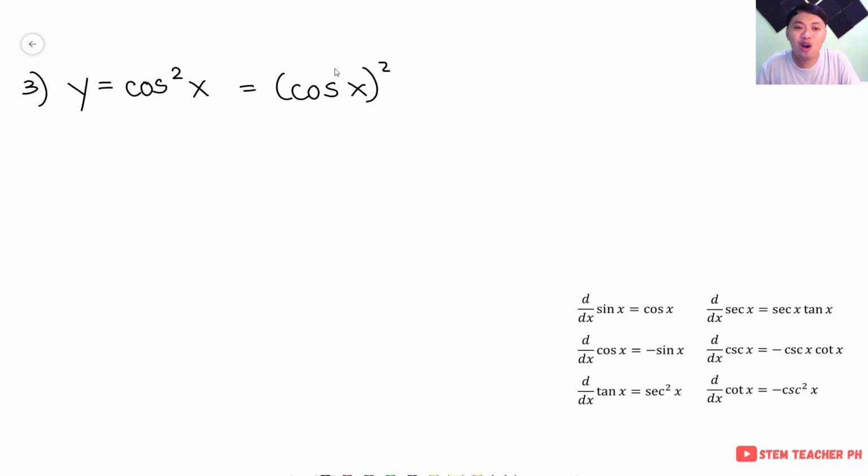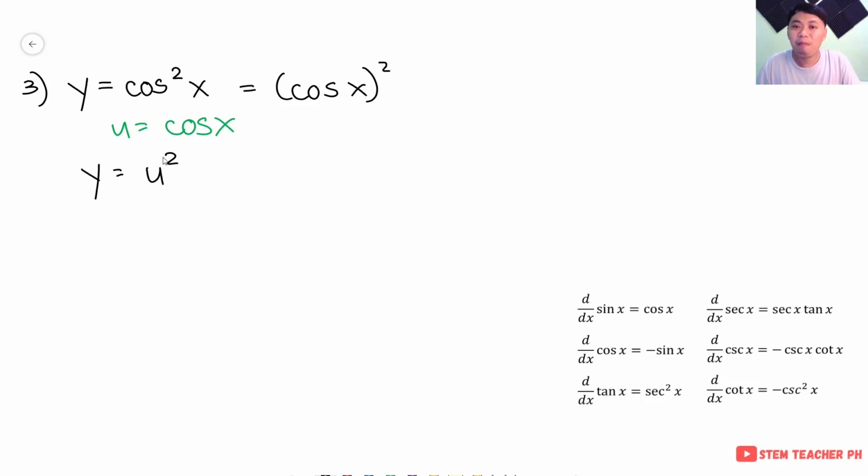So now, kayang kuhanin yung derivative ng cosine of x. Meron tayo that is negative sine of x. Ang problema natin yung exponent na 2. So again, we have to apply chain rule of differentiation. Ang ilelet naman natin as u ay yung nasa loob. So we let u be equal to yung nasa loob, that is cosine of x. Kaya ang mangyayari, our y, yung nasa loob, cosine of x will become u. So this will become u and then raised to 2.